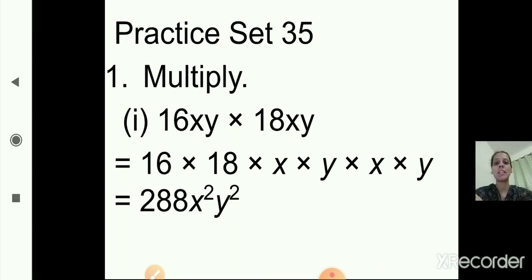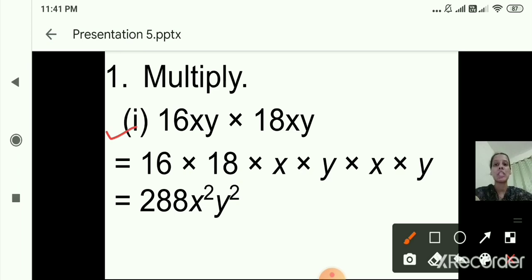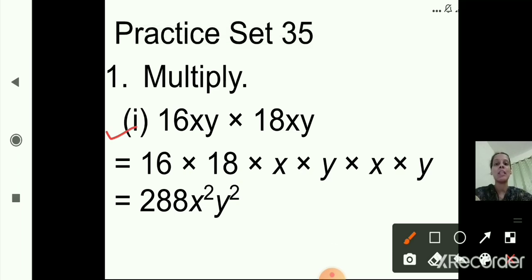Now this is practice set 35, question number 1, multiply. You will do the multiplication of algebraic expressions. See the first example, 16xy multiplied by 18xy. Here this is a monomial and this is a monomial, right? Monomial means an algebraic expression which has only one term. Now we will do the multiplication of a monomial by a monomial.